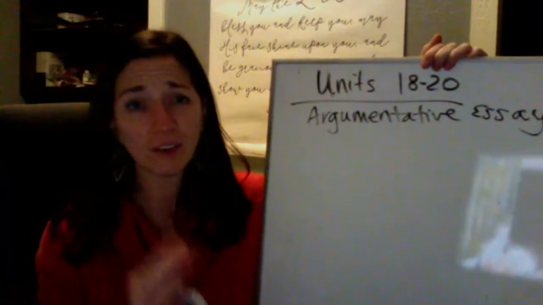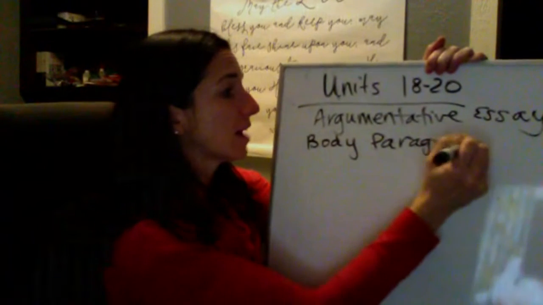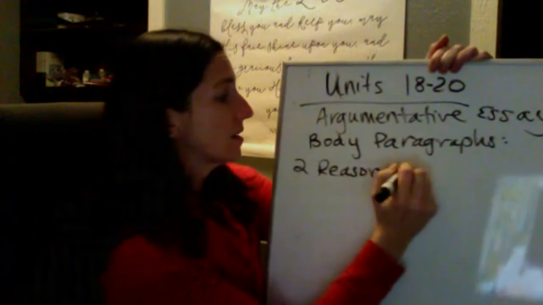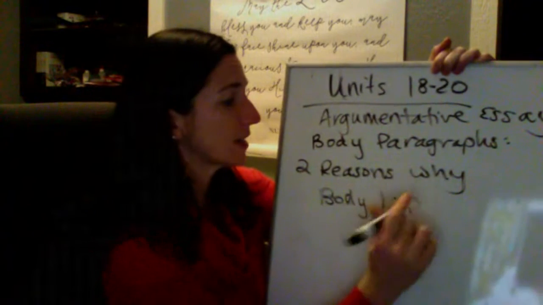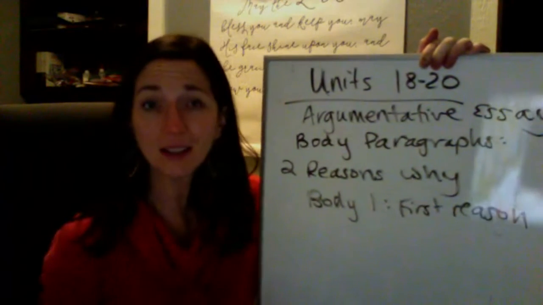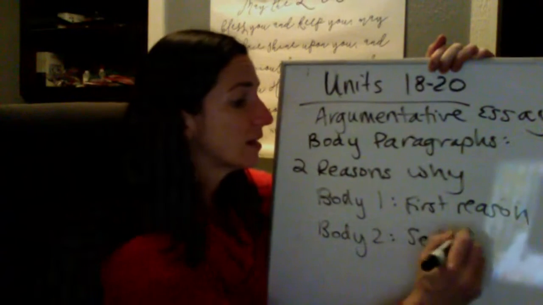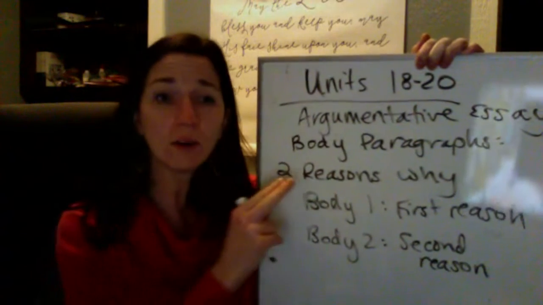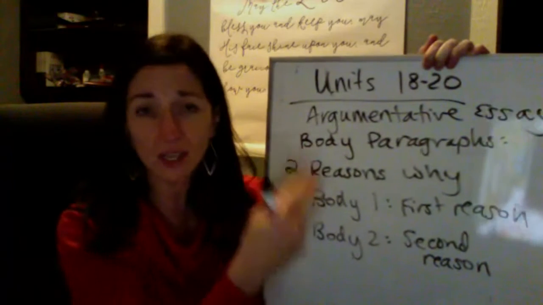In this essay, we're going to have a very strict structure for our body paragraphs. For our body paragraphs, we're going to have 2 reasons why. So body 1 will be your first reason: we should not have cell phones in class because they are distracting. Body 2 will be your second reason: we should not have cell phones in class because we can cheat, okay? So body 1 and body 2 are supporting your thesis with reasons and arguments.